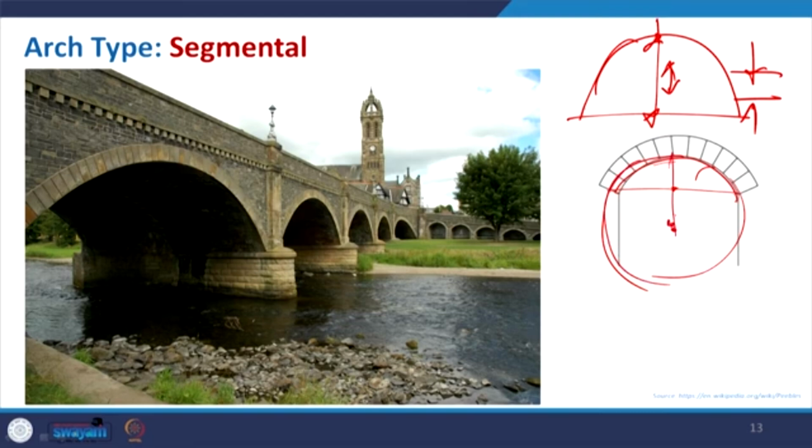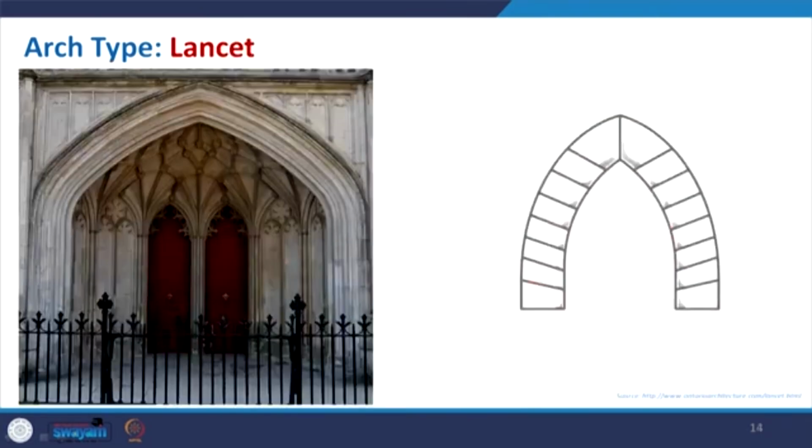So, it will shift from that particular line. The segmental arch is also used because it decreases the rise of the arch, wherever you require this. In this case also you can see that it is not exactly semicircular, this is the segmental arch formed in this particular bridge.